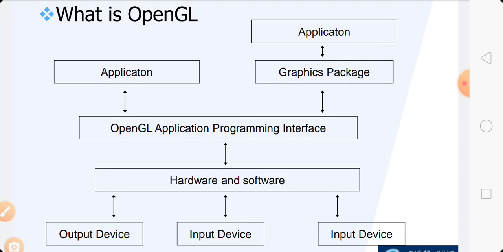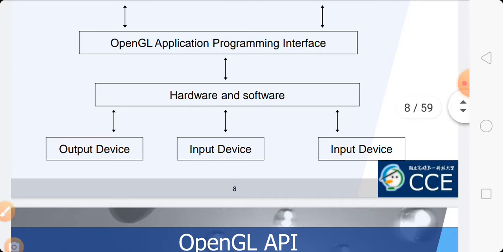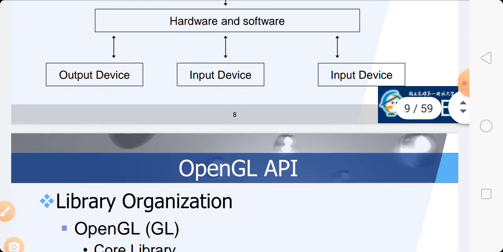OpenGL application programming interface. It provides the OpenGL application programming interface to the hardware and software, and hardware and software provide the input and output interaction between the output device and input device, as well as the OpenGL application programming interface providing a graphic package and then the application. This is the working of the OpenGL API.